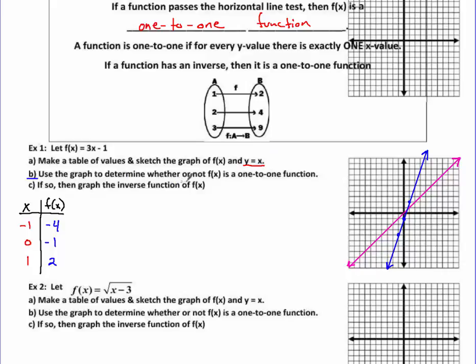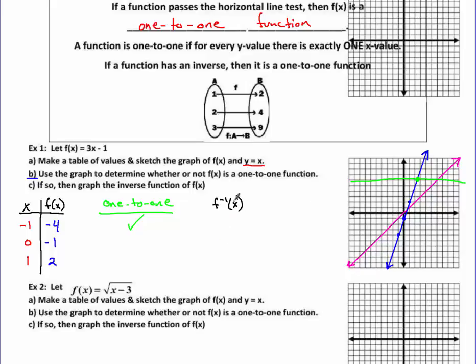So let's go to part B. It says, use the graph to determine whether or not f of x is a one-to-one function. Well, we just said that if it passes a horizontal line test, so it only intersects it at one point, then it is a one-to-one function. So we'll say it is one-to-one. We can even say check, it's one-to-one. Now it says, if so, then graph the inverse function of f of x. So to do the inverse, we did f negative 1 of x, right?